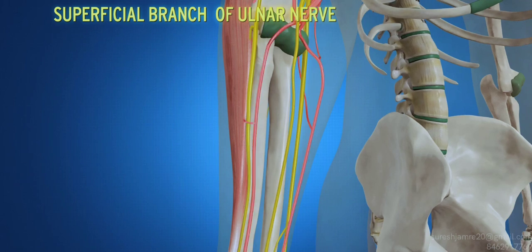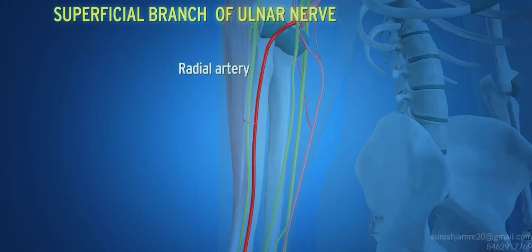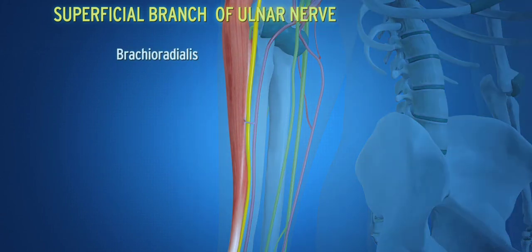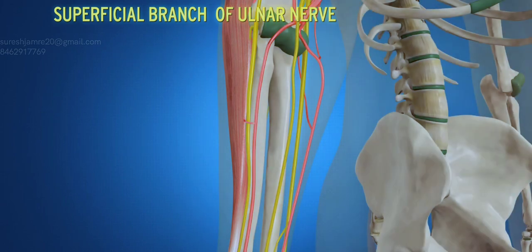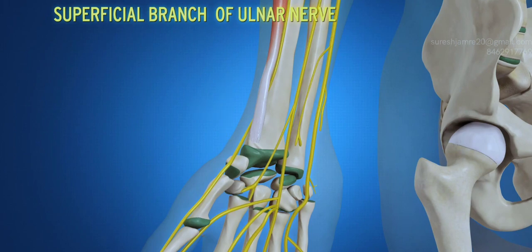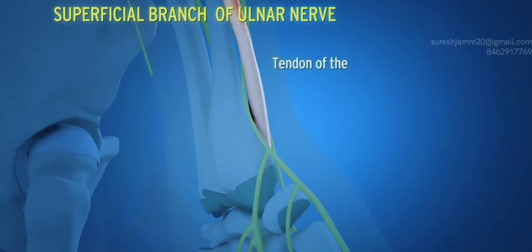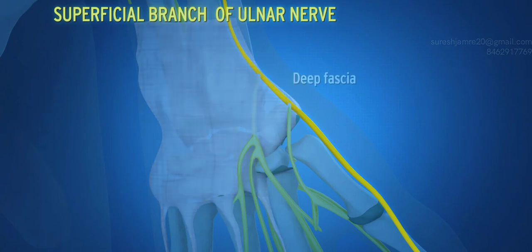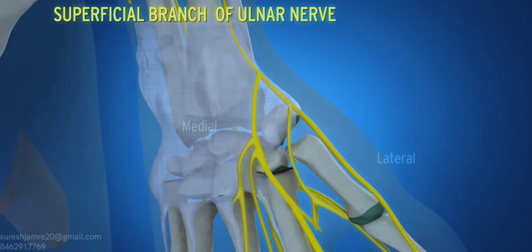It lies at first slightly lateral to the radial artery, concealed beneath the brachioradialis. In the middle third of the forearm, it lies behind the same muscle, close to the lateral side of the artery. It quits the artery about 7 cm above the wrist, passes beneath the tendon of the brachioradialis, and, piercing the deep fascia, divides into 2 branches, lateral and medial.